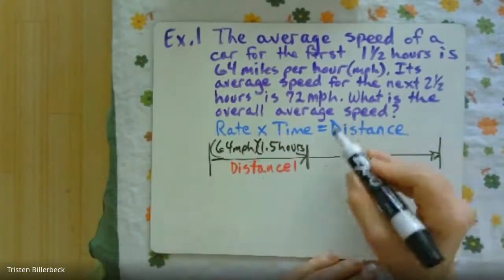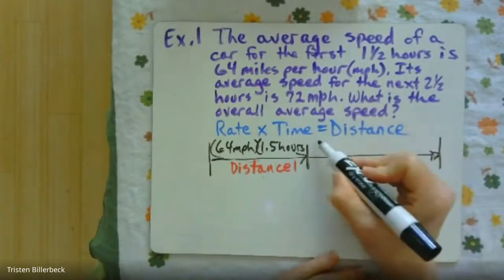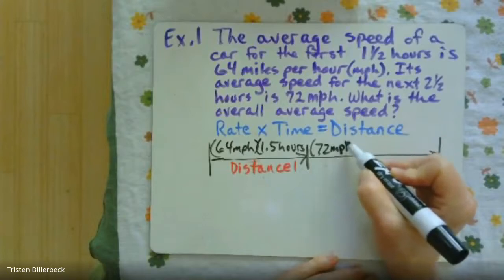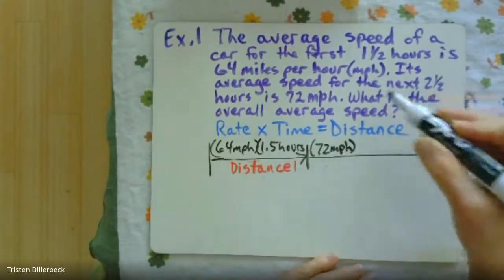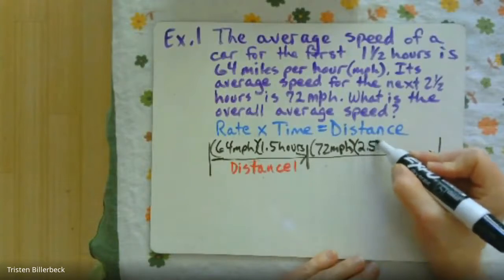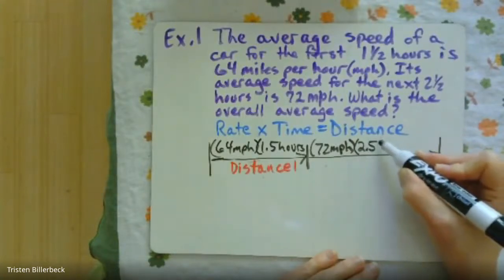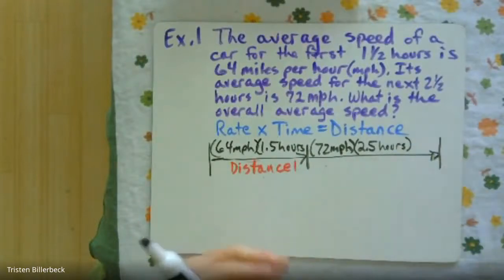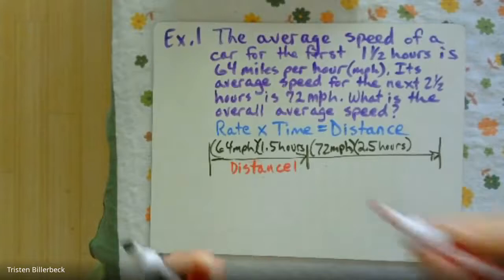The next part of the journey is 72 miles per hour, and we're traveling for 2.5 hours. So I'm going to write 2.5, because that's the same as 2.5 hours. And that's distance 2.